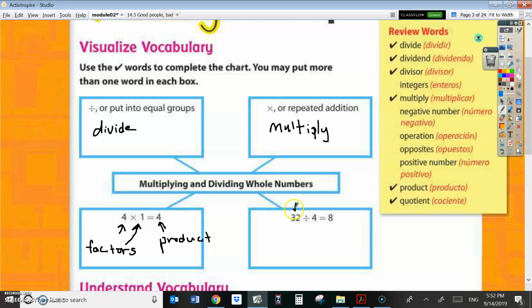So this part is a little bit harder to remember. Helps me to remember it like this. 32 divided by 4 equals 8. And this is the dividend. This is the divisor. And this is the quotient. Dividend, divisor, quotient.